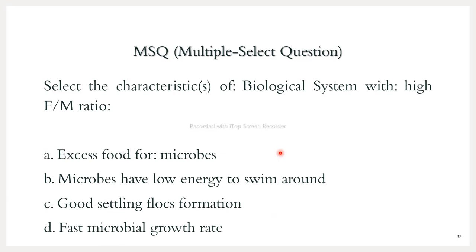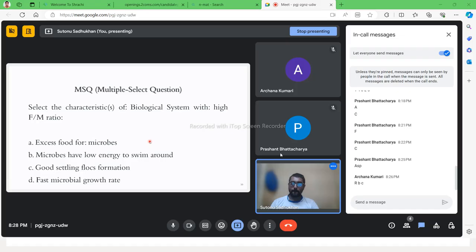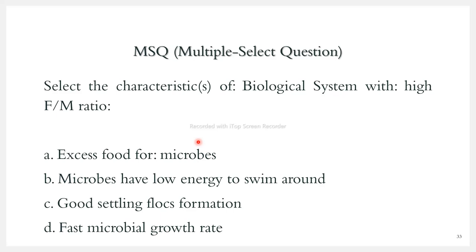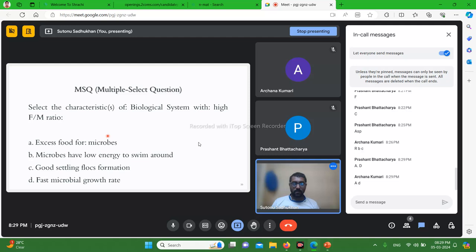What will happen in that case? Tell me. It's an easy one. You are just increasing the food. So option A, yes, is correct, because you are increasing food, so there is excess food. Simple. D, that is fast microbial growth, yes, it's also true, because food is more, so microbes will go faster. Archana, do you also think the same? Okay, A and D, both of you are telling. Yes, it is the correct answer.